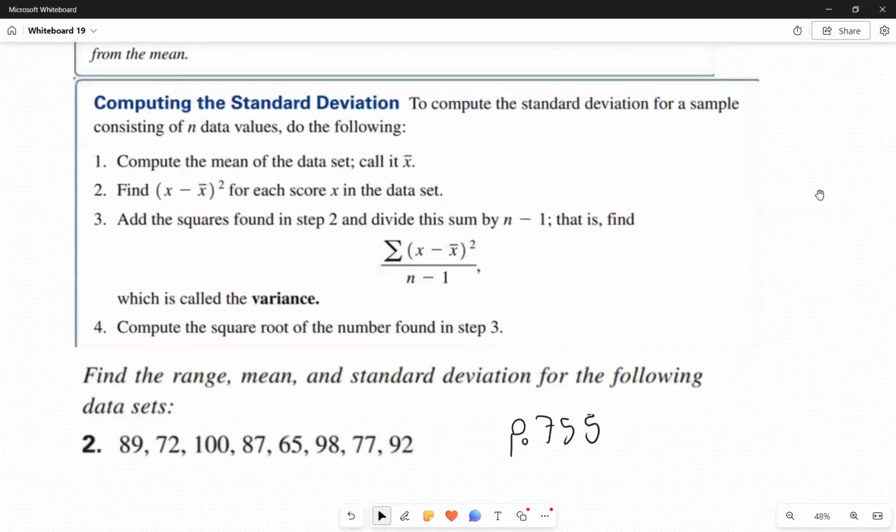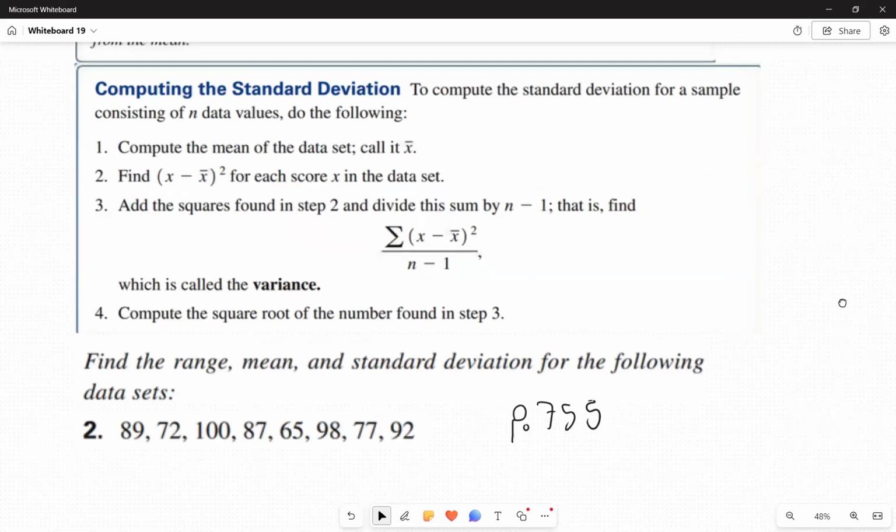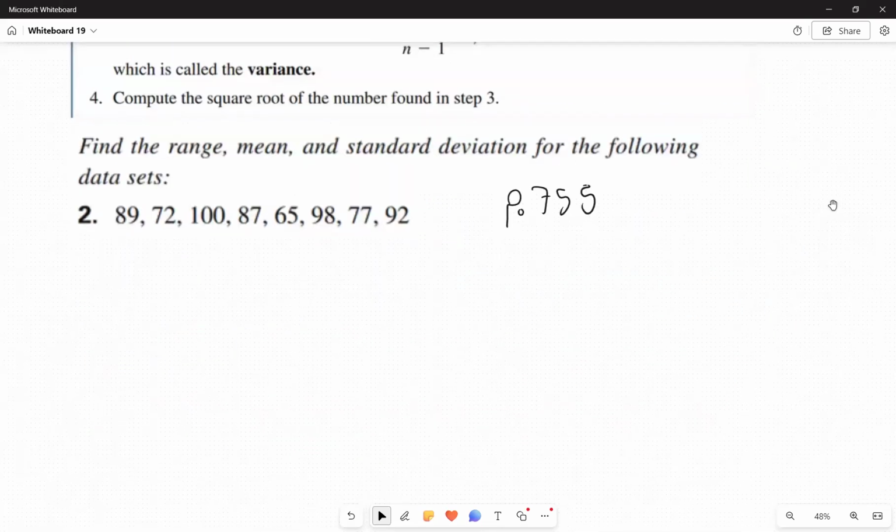The way we do it, we first compute the mean of the data set, then find the deviations, square each deviation, add all the square deviations, and divide by the number of data values minus 1. For example, if we have 10 data values, we divide by 9. If we have 6 data values, we divide by 5, and so on. That is called the variance. The sum of the square deviations over the number of data values minus 1 is the variance, and the square root of the variance is the standard deviation.